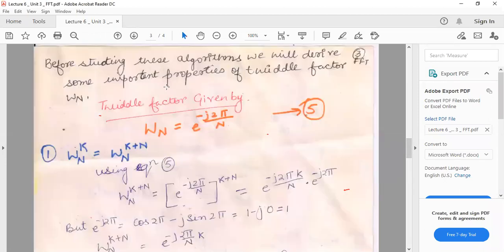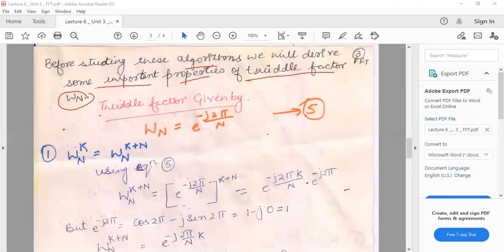Now let us come further. Before studying these algorithms, we will derive some important properties of the twiddle factor. The twiddle factor is a very important factor required in computing the N-point DFT of the given sequence using the FFT algorithm. The important algorithm is the Radix-2 algorithm, and in it we have 2 sub-algorithms, Radix-2 decimation in time and Radix-2 decimation in frequency, right?